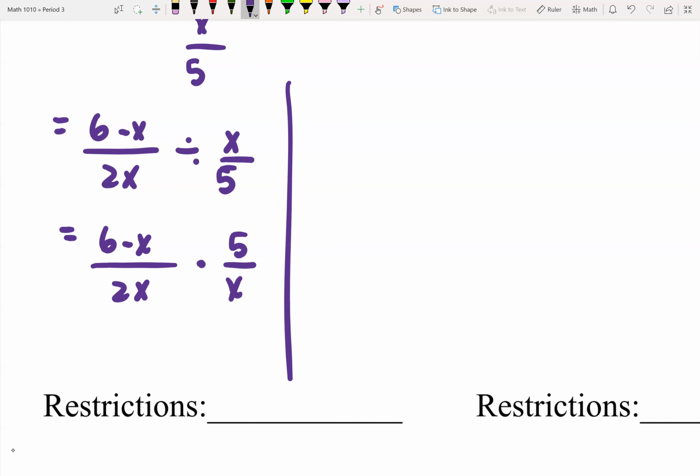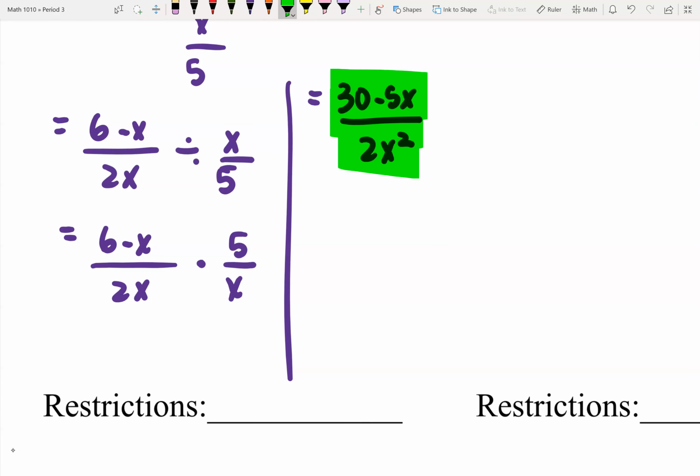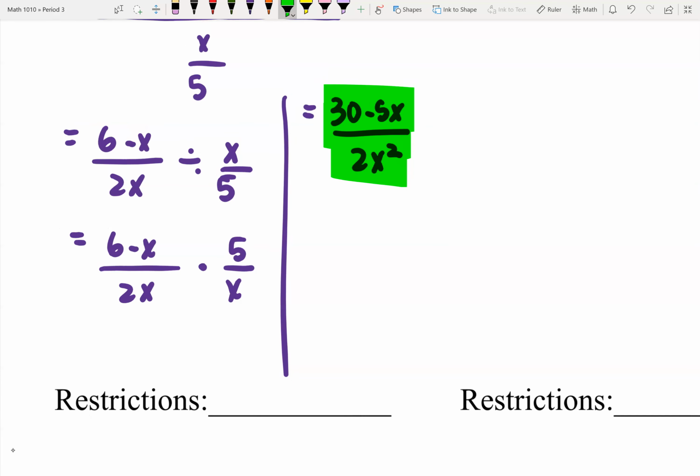Does anything cancel? Yes or no? Come on. Nothing cancels. No. So multiply the top together and you get 30 minus 5x. Multiply the bottom together, you get 2x squared. That's my answer. Okay, now let's list our restrictions.